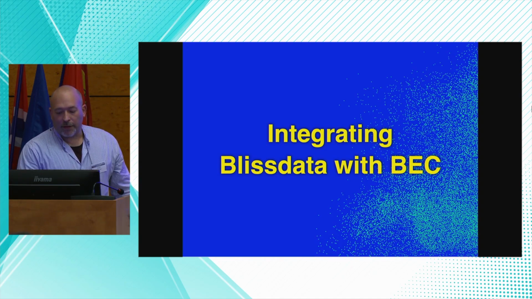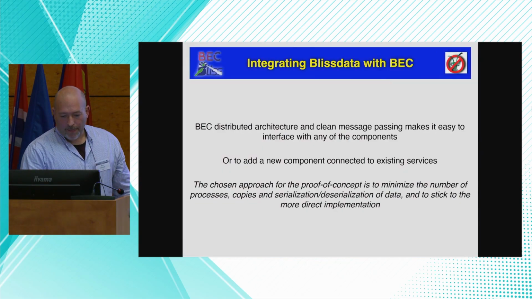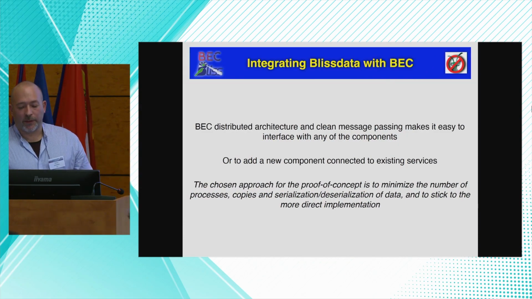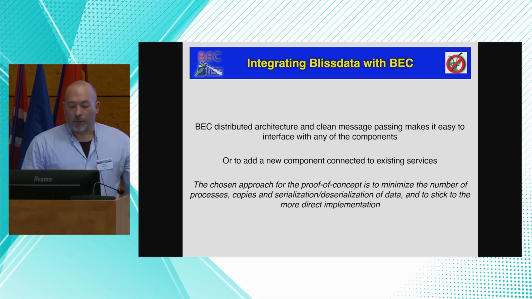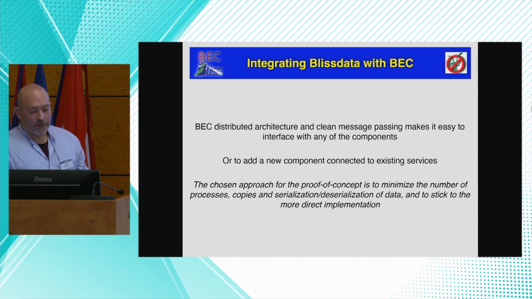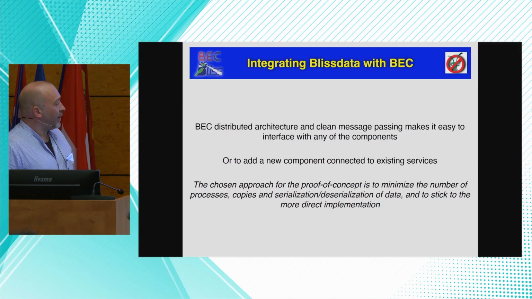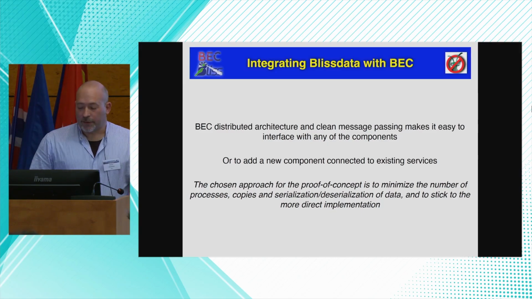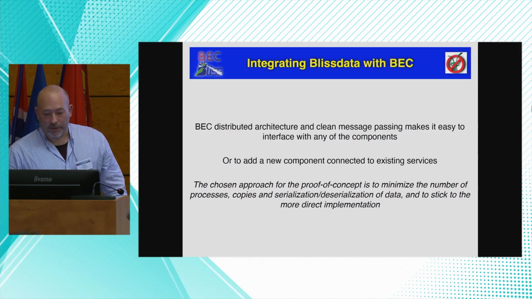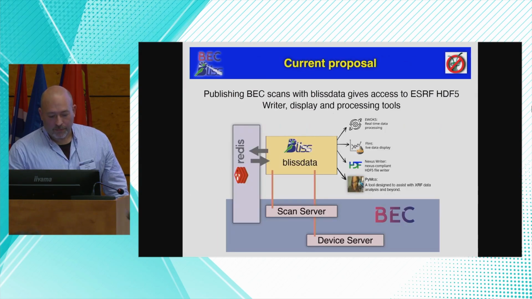So now let's focus on integrating Bliss data with Beck. Beck's distributed architecture and nice, clean message passing makes it easy to interface with any of the components, or to add a new component connected to existing services. In this proof of concept that I'm doing, I wanted to minimize the number of processes, copies, and all this. So I decided to stick to a more direct implementation, which is basically this one.